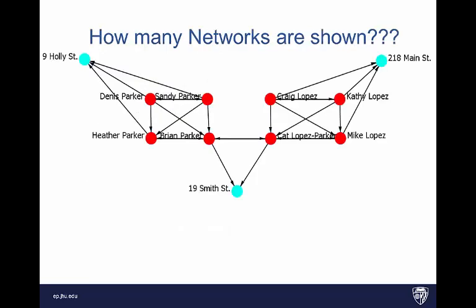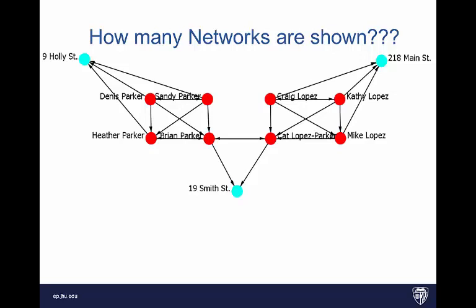So the first thing we need to see is, when we look at a network, this is a multi-relational network, so we have people and locations. The first question is how many networks are shown? Take a minute and pause the video and study this and see if you can identify what some of the relations are and how many different types of relationships you can infer from this network.